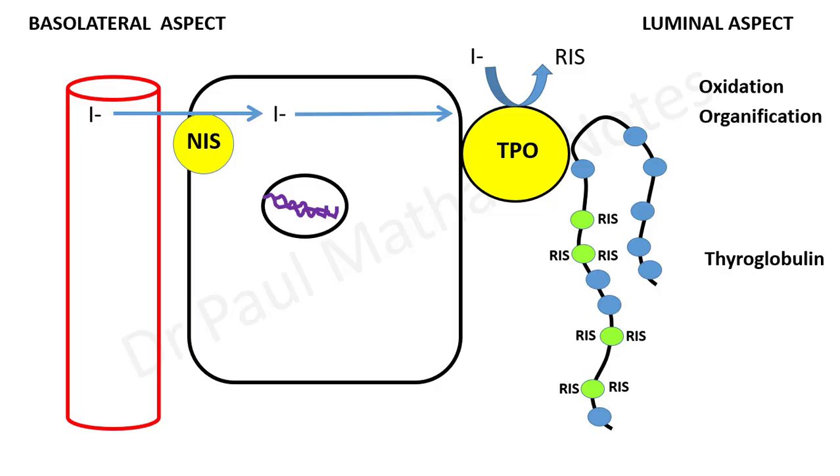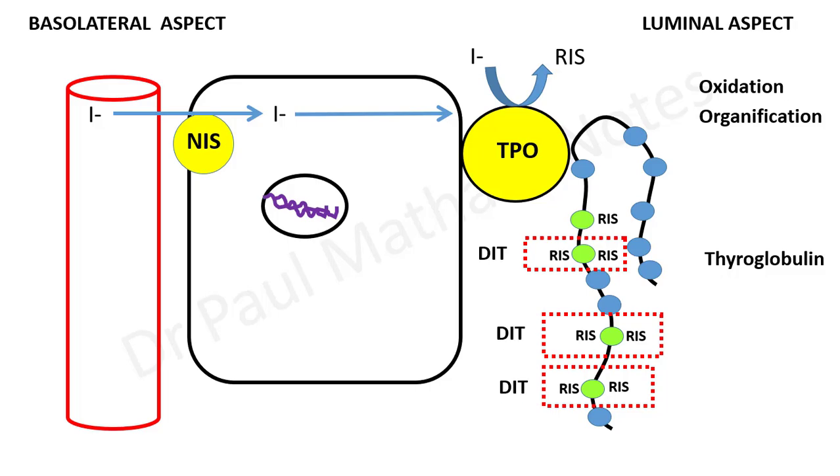This process is called organification. It is also carried out by thyroid peroxidase enzyme. The result of organification is the formation of diiodotyrosine or monoiodotyrosine.